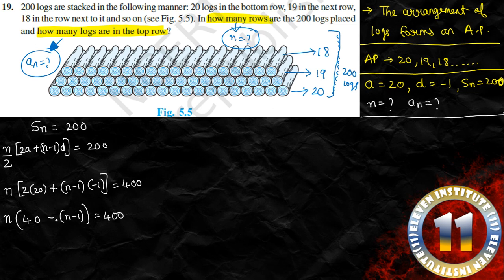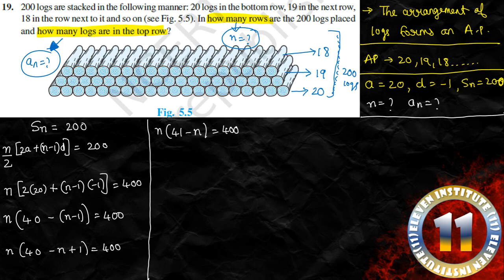When we open this bracket, the signs inside the bracket will change. So we have 40 minus n plus 1 is equal to 400. I hope this is very much clear to you. Now we have n into 41 minus n is equal to 400. 40 plus 1 is 41. Multiply the n inside. We get something like this.